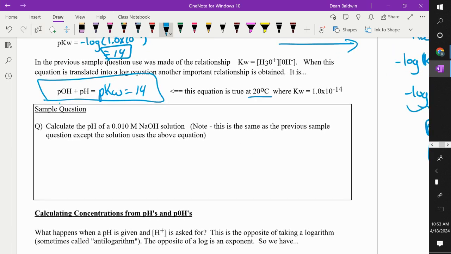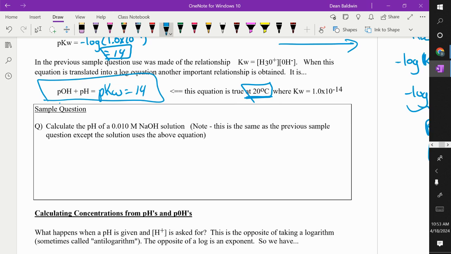And this is true at 20 degrees, right? Because if you change the temperature, you change the KW, or the KEQ. All right. So calculate the pH of a 0.01 molar NaOH solution. This is the same question we just did, but we can use our new formula.